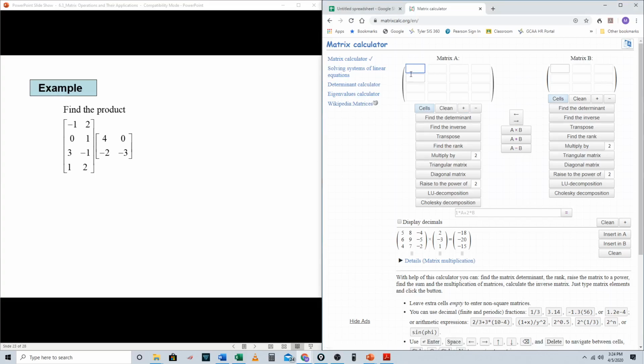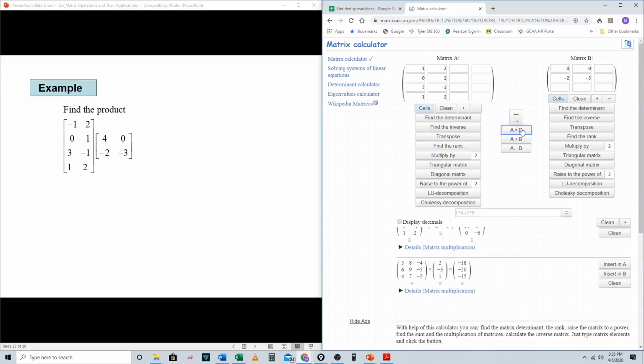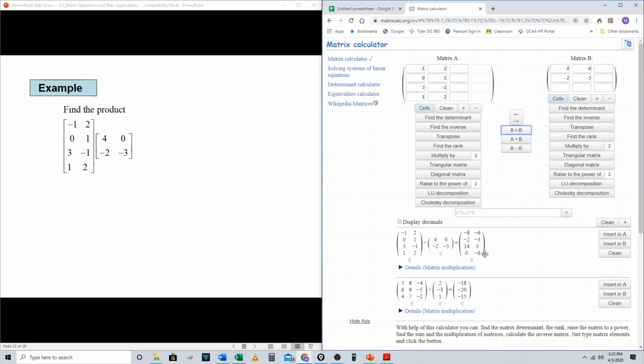All right, so we had the numbers -1, 2, 0, 1, 3, -1, and 1, 2. And matrix B is 4, 0, -2, -3. All right, and we want to do A times B. So matrix multiply. And there's the answer, which is the answer we just got. Okay, so yeah, you have the ability to go online and look at a matrix calculator.